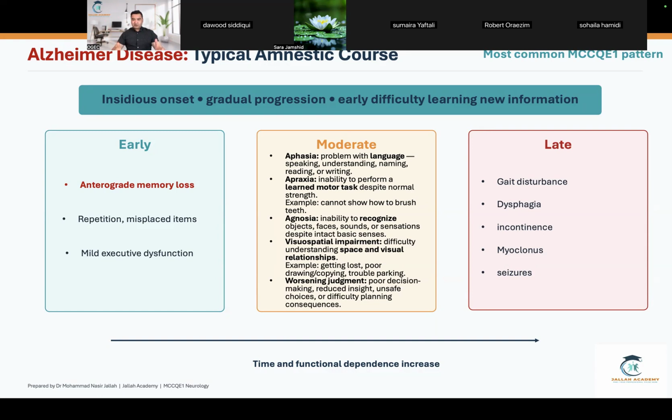Middle, which is the moderate one, you lose almost everything, and it starts with A. We have 4A and 1D. So aphasia, apraxia, agnosia, and also disturbance in visual memory as well. Now, late, you will develop gait disturbance. You will develop dysphagia. You will develop incontinence. You will develop myoclonus and seizure. So this is the late. And in the later stage, also, you will develop depression as well.